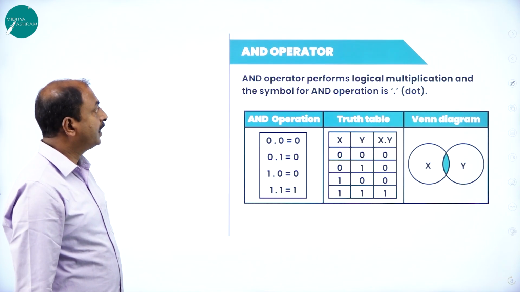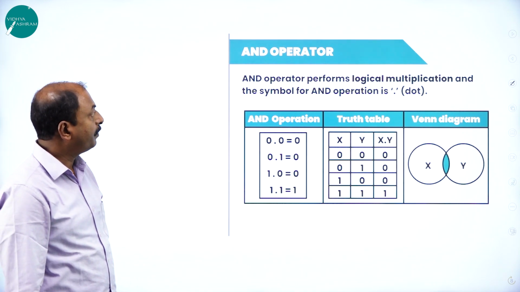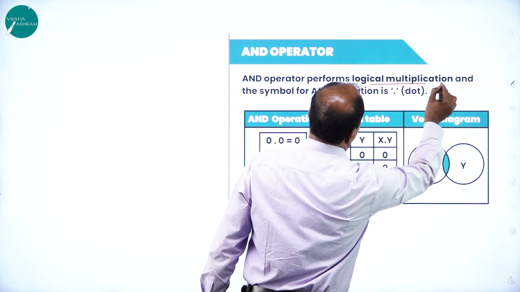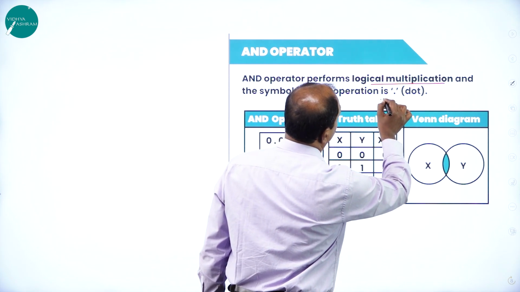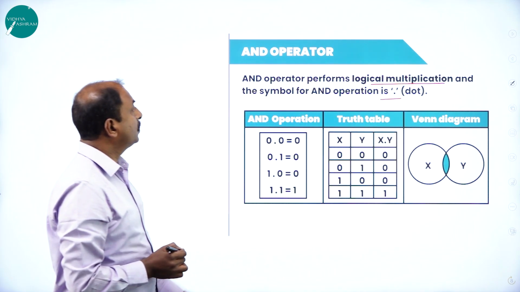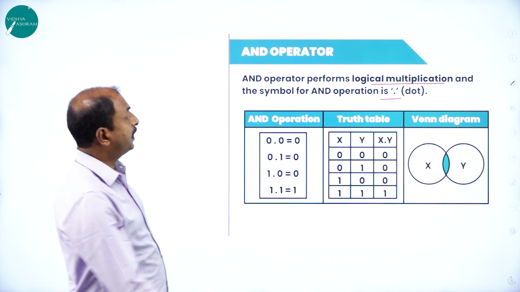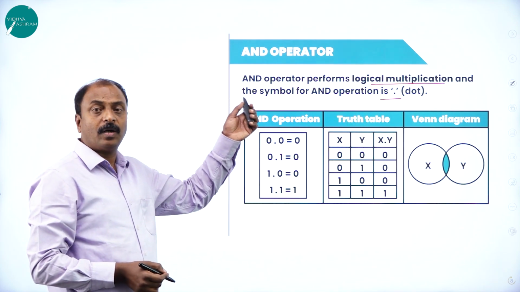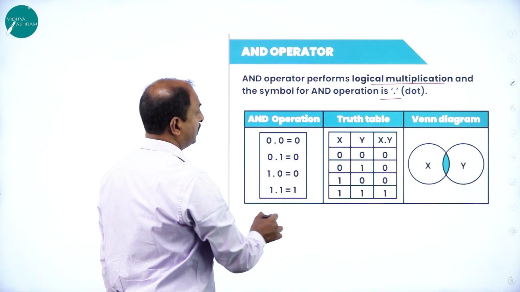In the next slide, AND operator. Another logical operator is the AND operator. The AND operator performs logical multiplication, and we represent it with the symbol dot. So plus stands for the logical OR operation, and dot stands for logical multiplication, that is, the AND operation. Now accordingly, this is the operation.